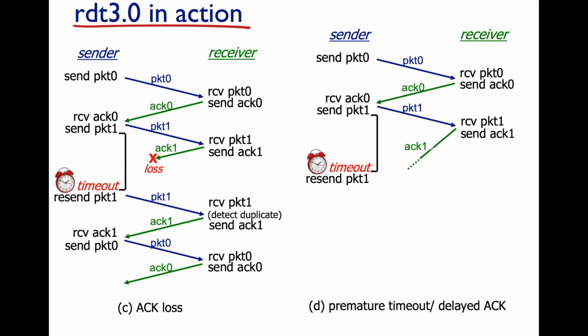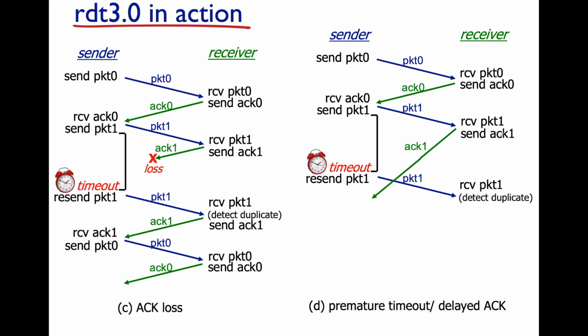Now, of course, with ACK 1, maybe there's a lot of congestion. It takes a long time because of queuing delay. It takes a long time to get back to the sender. In the meantime, the timer fires, and it resends packet 1. So it resends packet 1, and while packet 1 is in flight, the ACK 1 arrives at the sender.